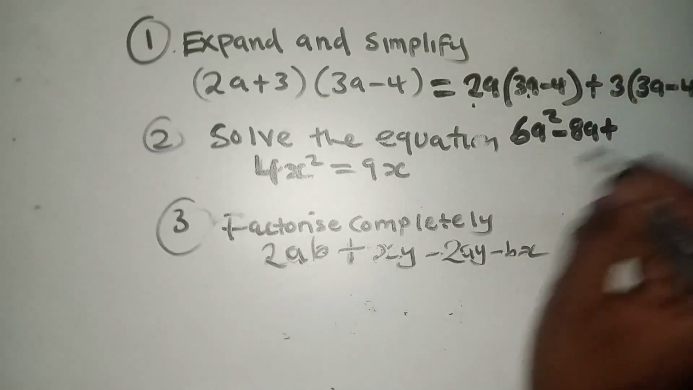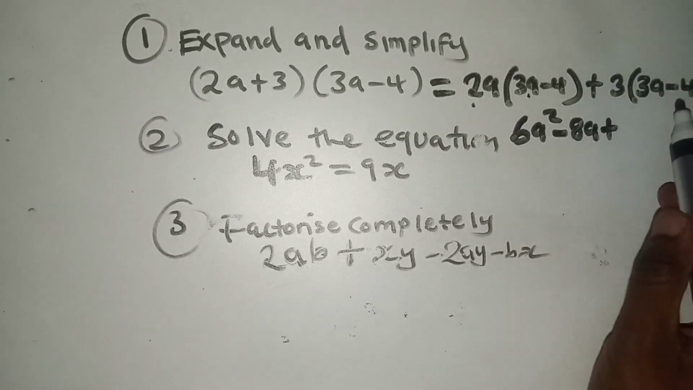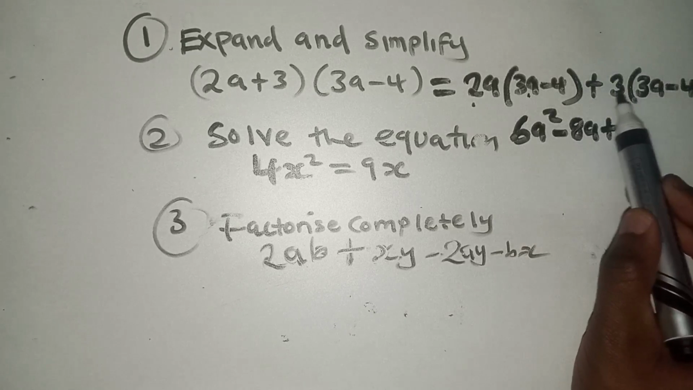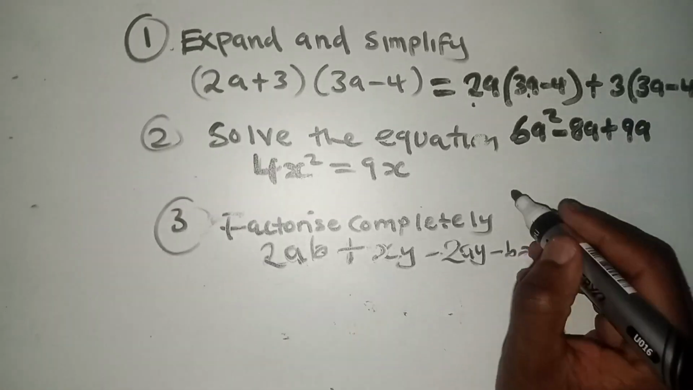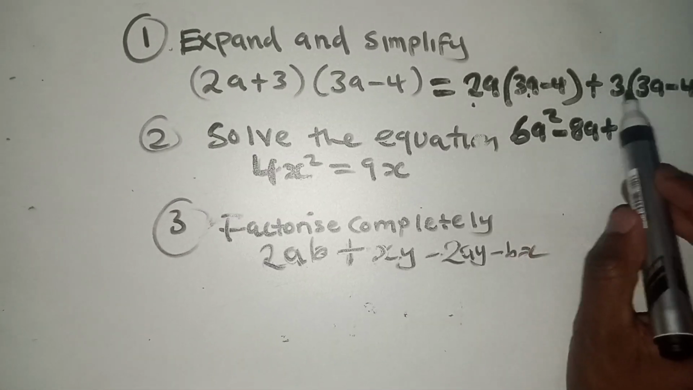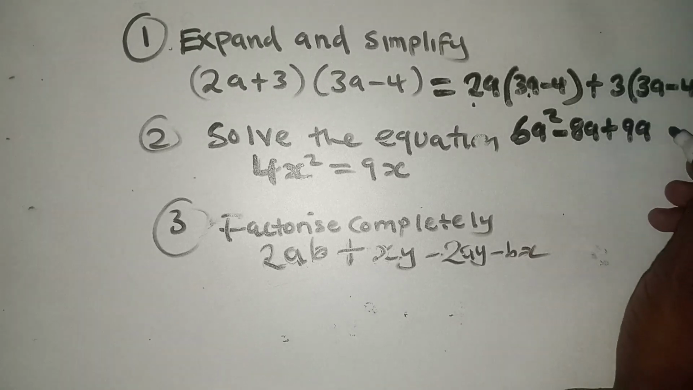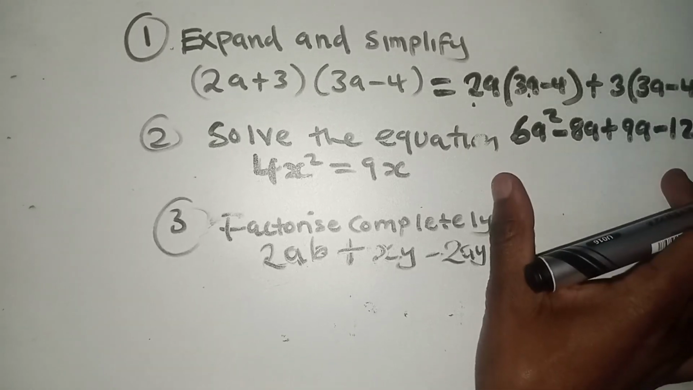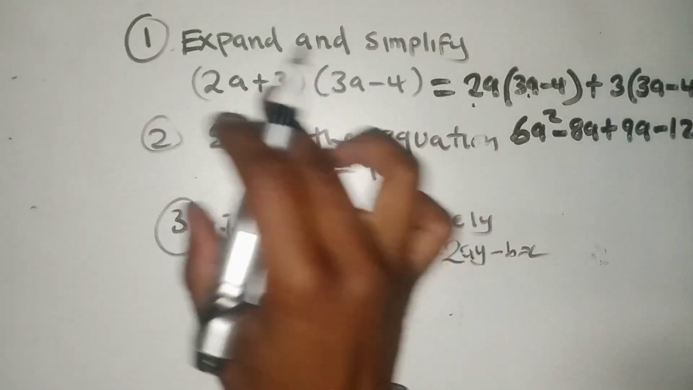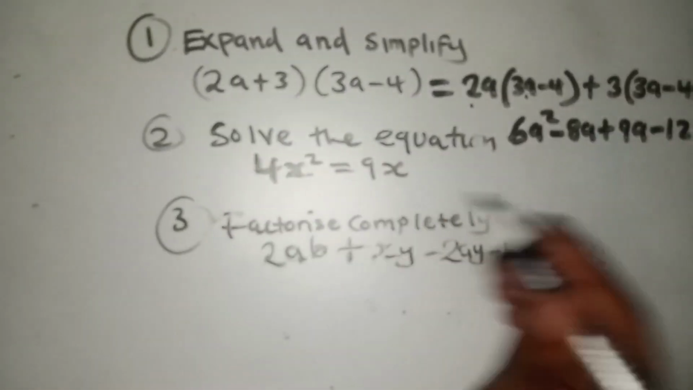Then you say plus, and continue. 3 times 3a, your result will be 9a. Then 3 times negative 4, your result will be negative 12. So now you are expanding, obeying what you have been told by expanding and simplifying.